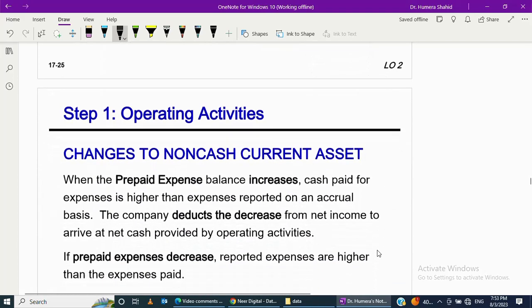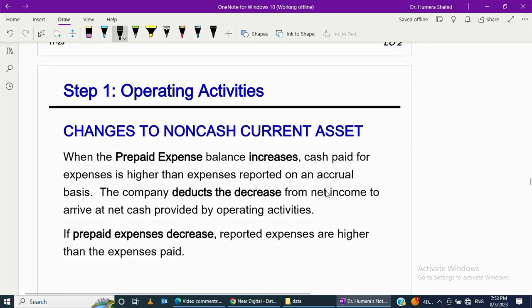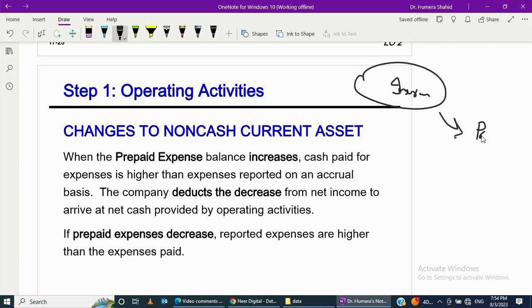Let's move on towards the prepaid expenses. Prepaid expenses balance is also increasing. Why do prepaid expenses increase? Because you paid for the future year expenses as well. Prepaid rent, remember? Prepaid insurance, remember? You paid in advance. So in your income statement you might have insurance expense, but that's not the full amount. You also paid for additional. So that additional which is in prepaid, now minus it from net income because you also paid for it.